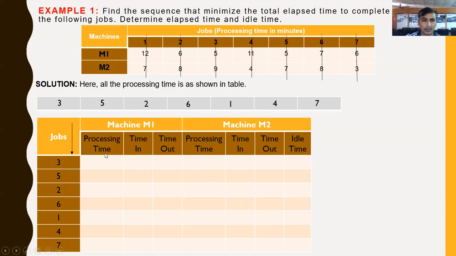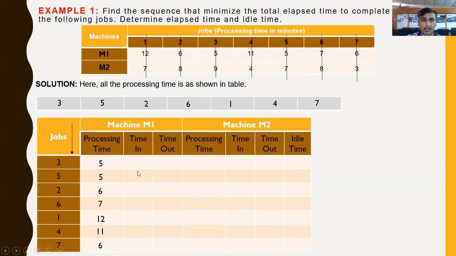Now, first we write down the processing time on machine M1. The processing time on machine M1 for job number 3 is 5 minutes. It's already given in the table, so we just have to write down the times. Job number 5, 5 minutes. Job number 2, 6. Job number 6, 7 minutes. Job number 1, 12 minutes. Job number 4, 11 minutes. And the last, job number 7, is 6 minutes. This data is already available in the example, so we just write it down.